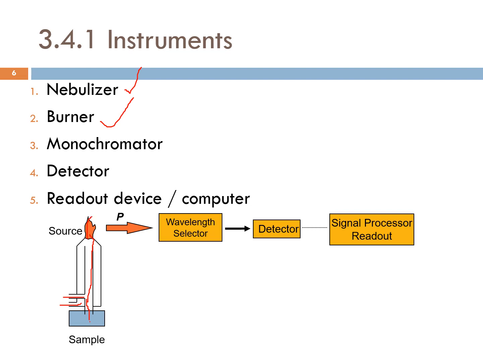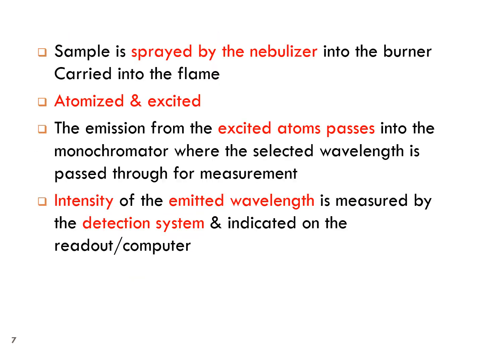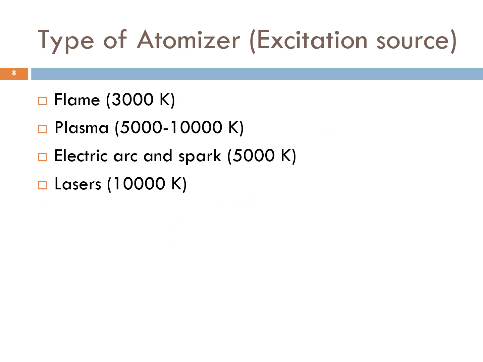So inside the flame, your sample will be atomized. Due to the high temperature inside the flame, your sample will become excited, and then it is not a stable state, the excited state, so it will go back to its ground state and emit the radiation, characteristic radiation, and then it will pass through the wavelength selector, detector and signal processor macam biasa. Ini adalah proses dia.